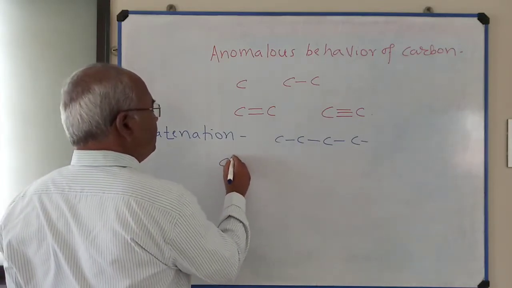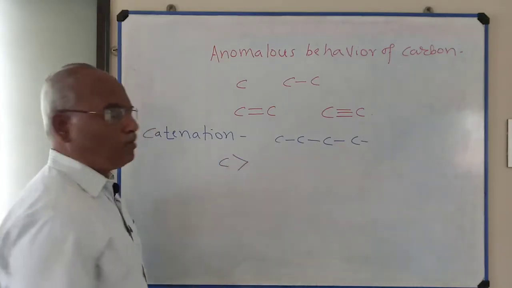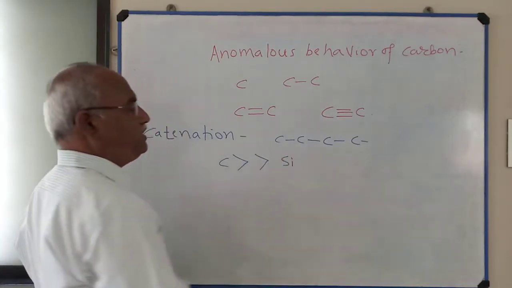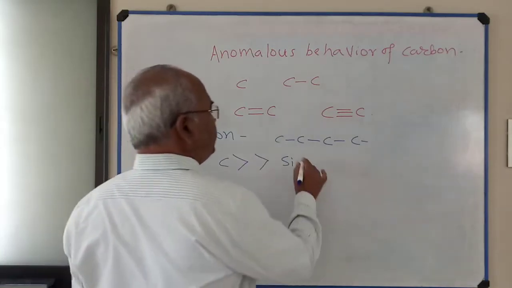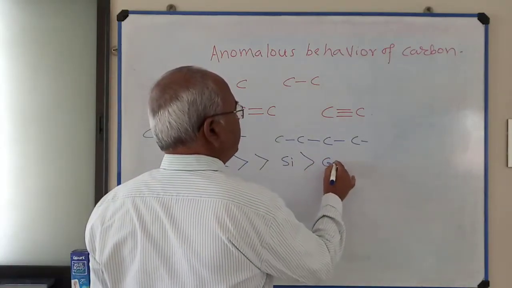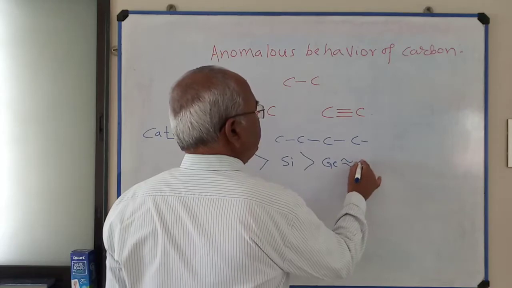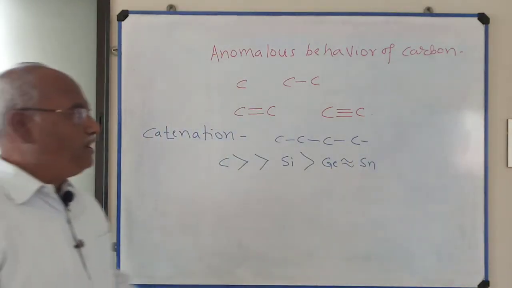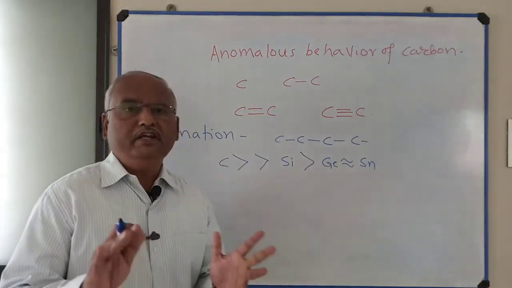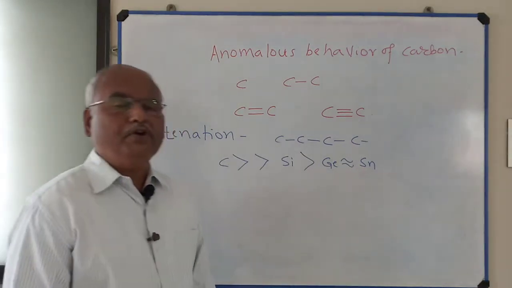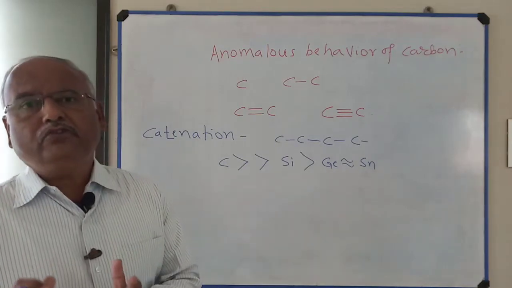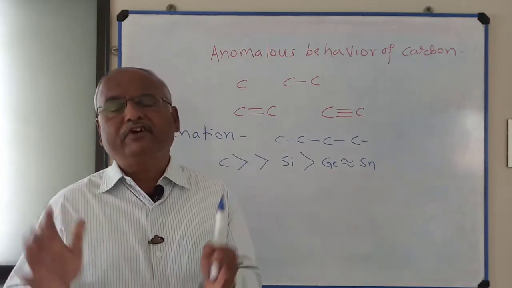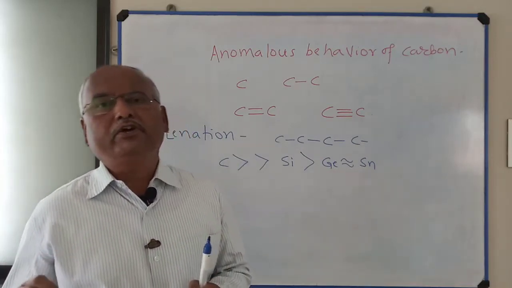Carbon has maximum catenation property. After carbon, silicon shows catenation property. Then germanium and tin have nearly same catenation property. Lead does not show catenation property due to its larger size and low electronegativity.